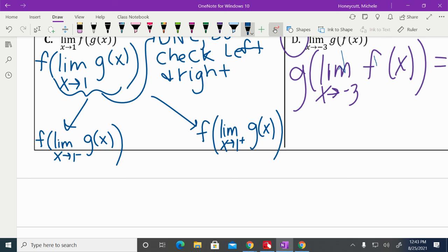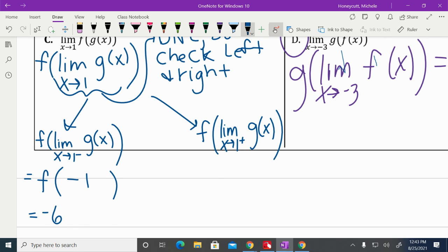So we'll check from the left and from the right. And so the overall composition can exist as long as these 2 numbers are the same. Now we're going to see. If you approach 1 from the left, what did you get on g? I'm getting negative 1. Are you guys getting negative 1? Okay, so now, what's f of negative 1?